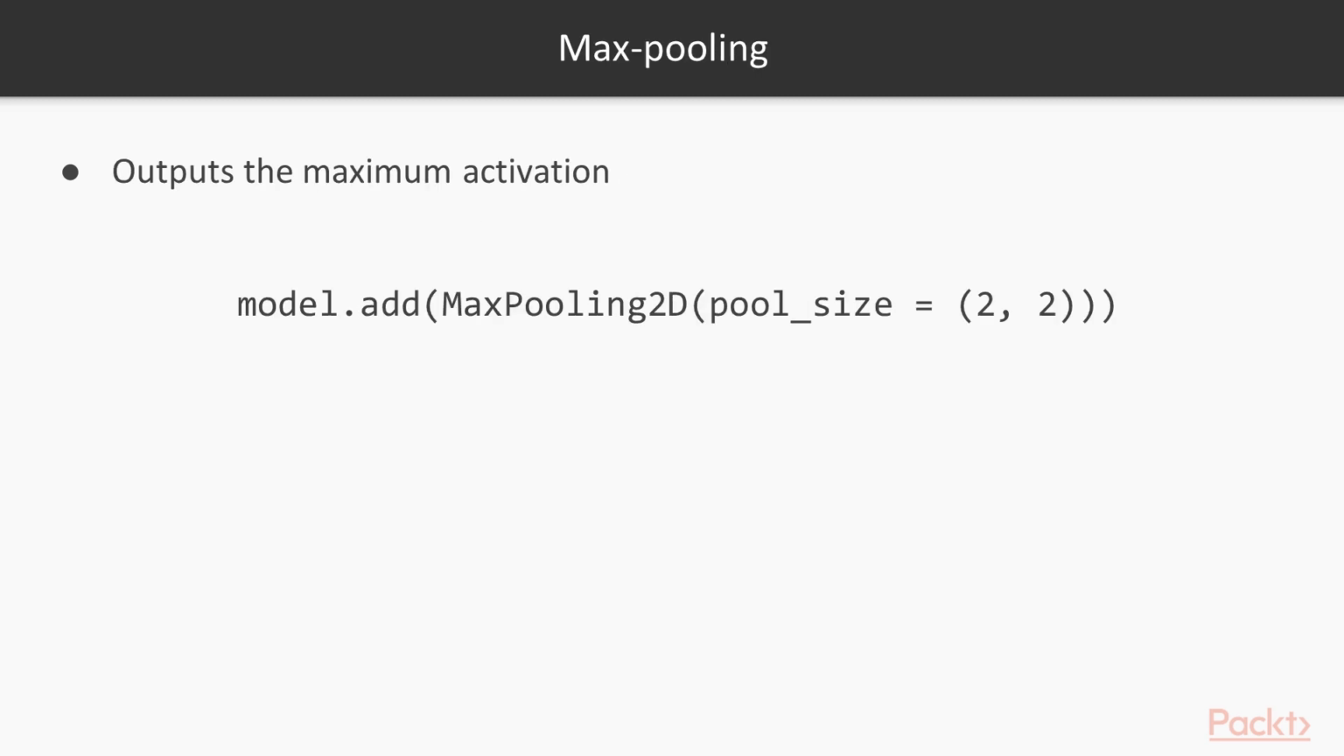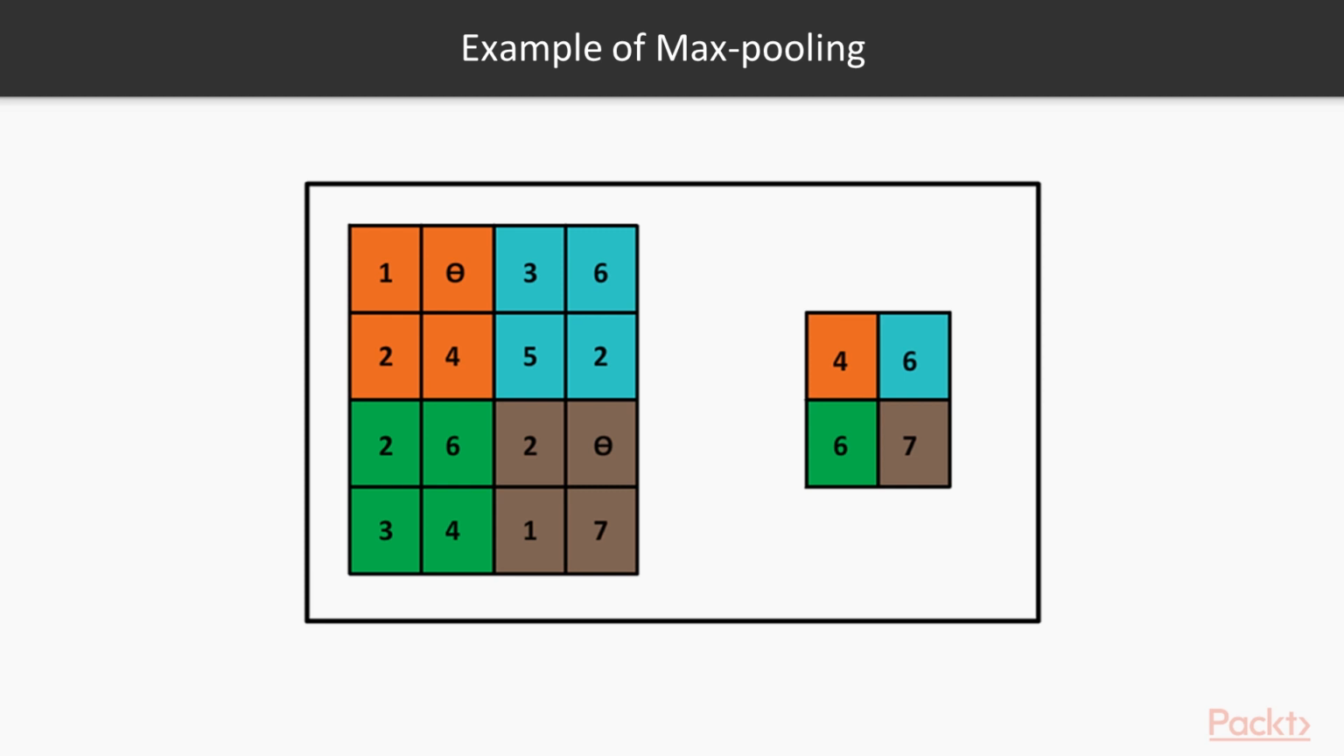Let's see max pooling. One easy and common choice is max pooling, which simply outputs the maximum activation as observed in the region. In Keras, if we want to define a max pooling layer of size 2 by 2, we will define this line. An example of max pooling is shown here.